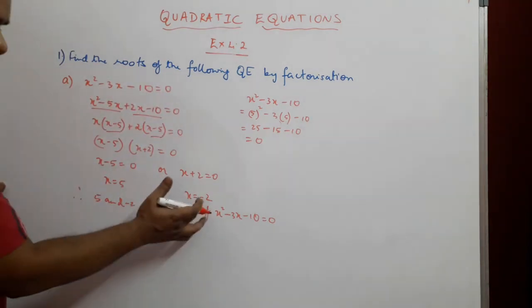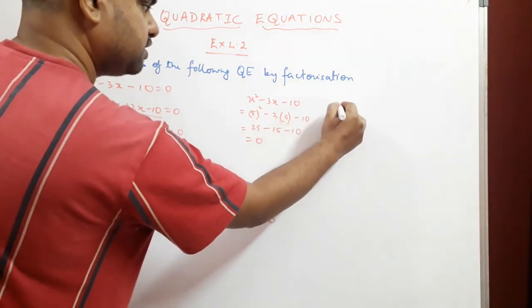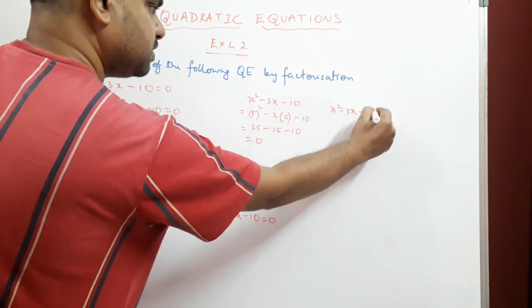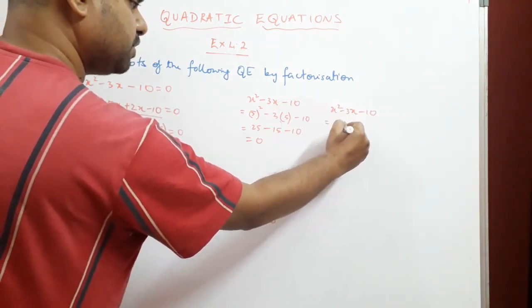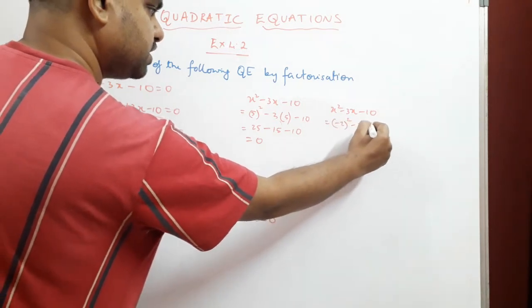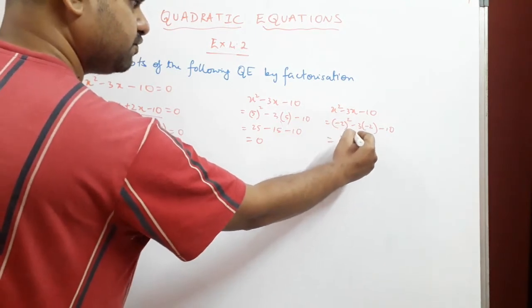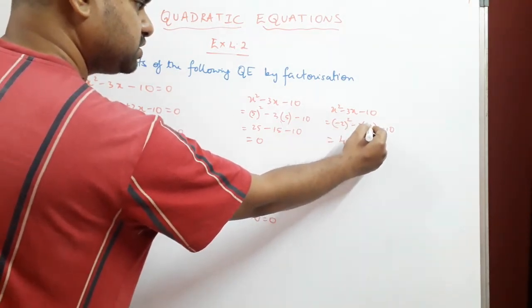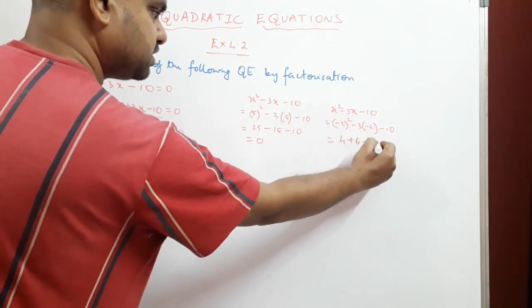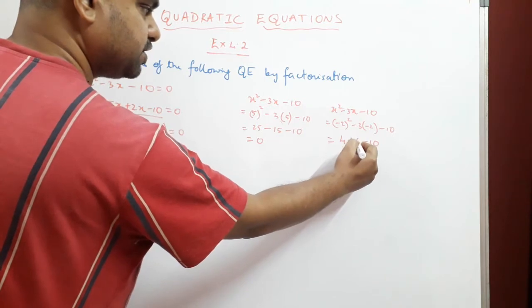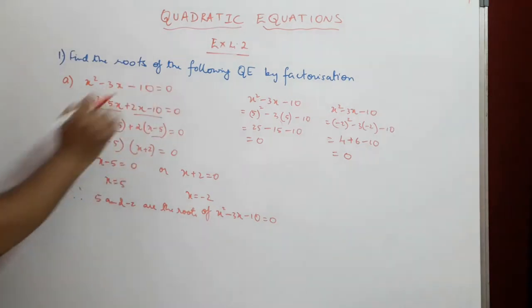Similarly, if you put x equal to minus 2 in this equation, you should also get 0. So let's do that as well. Minus 10, and instead of x, we'll put minus 2 whole square. 3 into minus 2 minus 10. Minus 2 whole square will be positive 4. Minus 3 into minus 2 will give us plus 6 minus 10. Plus 4 plus 6 gives us positive 10. Positive 10 minus negative 10 will be 0, which is also equal to right hand side.